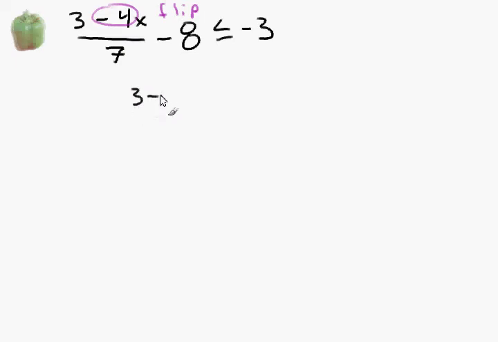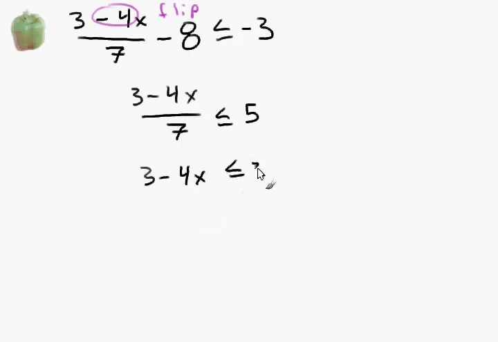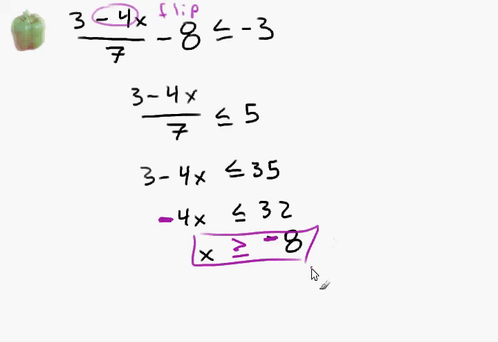So we'll start by adding 8 to both sides. Then we'll multiply both sides by 7. Subtract 3. And divide by a negative 4, which means we need to flip the inequality. That negative's going to the other side. We've got to flip it. And we can go ahead and test this and look for the correct result, but we found it.